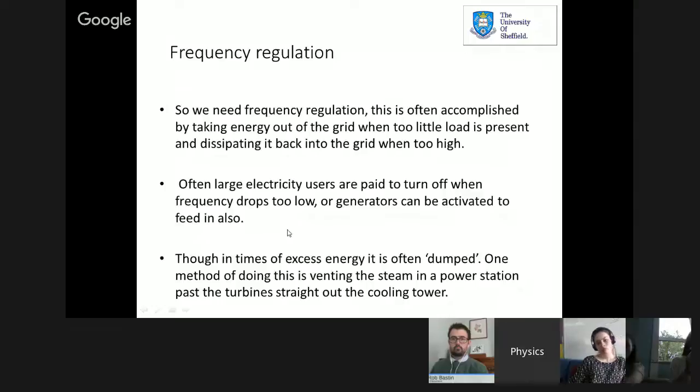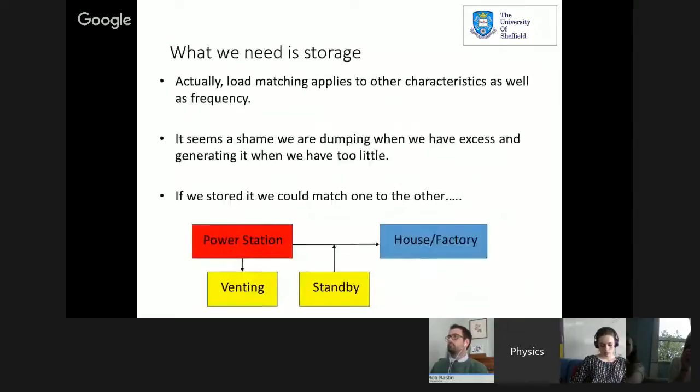So you've got all these issues where they're wasting energy when there's too much, and they're still using extra when you need it. So for example, in this little diagram, my dodgy little diagram here, you've got your power station, you're venting it when you've got trouble, you put in more standby, so this is a waste because you're just dumping it.